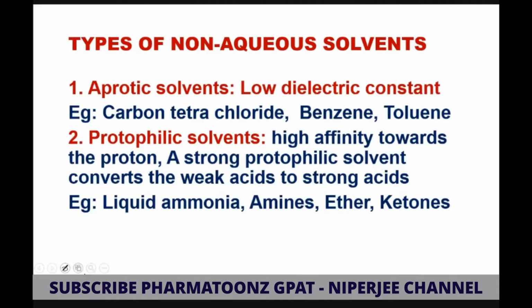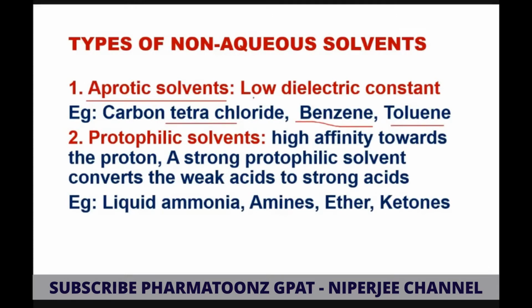Now in exam, questions like various solvents are used. One solvent is given, and you have to identify the category of the solvent. Aprotic solvent means it cannot donate a proton in solutions. That's why it is called aprotic. It is also called non-polar solvents, like carbon tetrachloride, benzene and toluene.